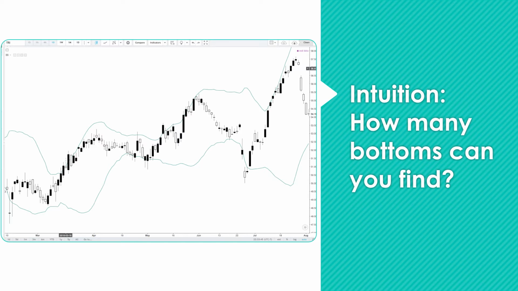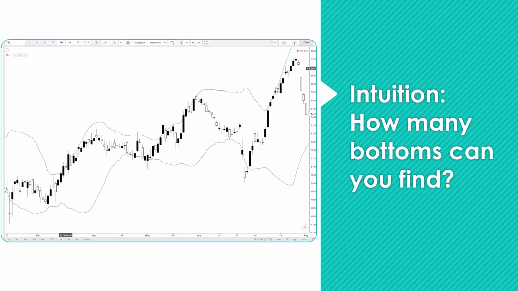So let's get started. So intuition. Here's a quick example. As you can see, the black and white bars are the candlesticks, and I have applied Bollinger Band, which is the blue line that is above and below the price. Right now, the exercise is how many bottoms can you see in this chart? And there are 5.